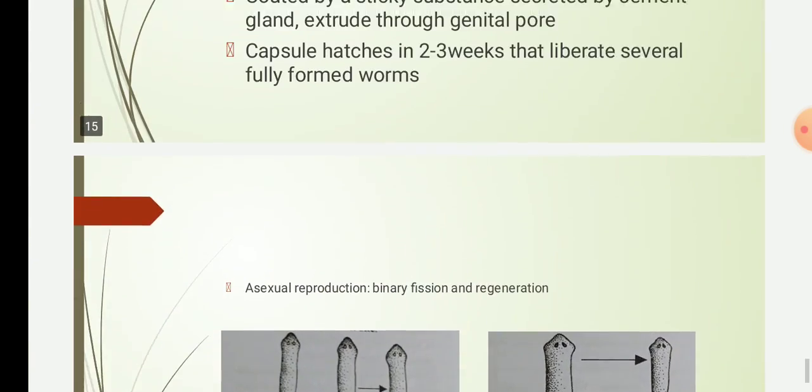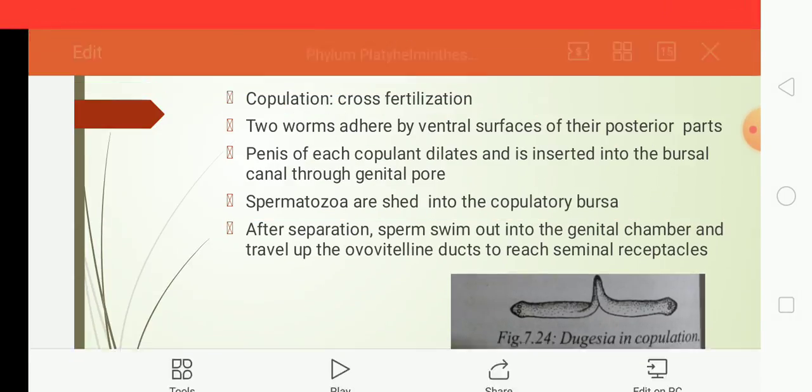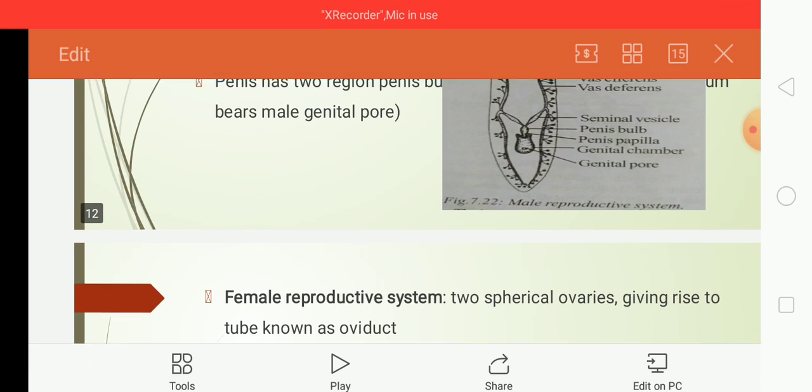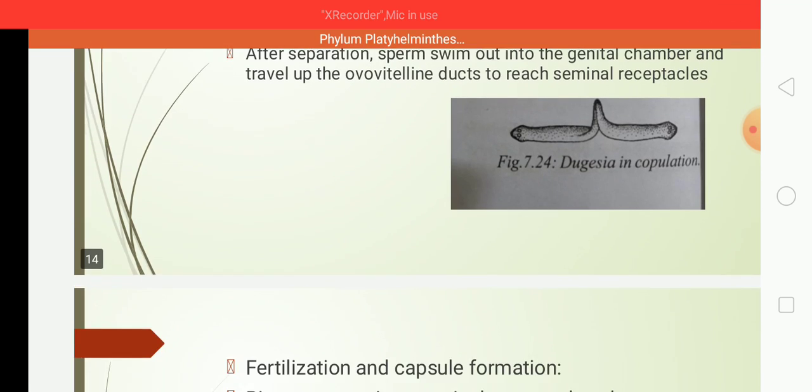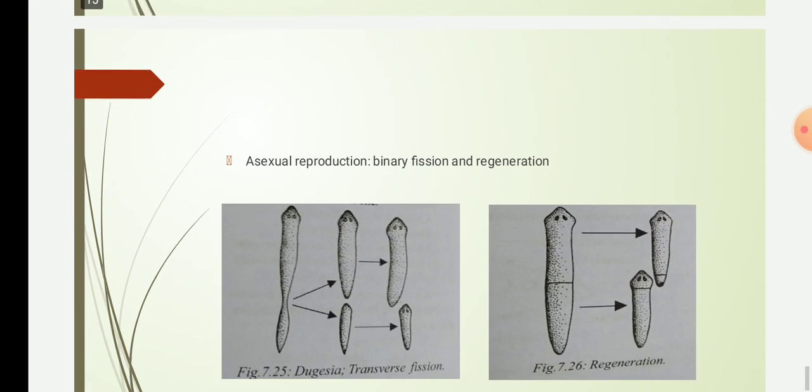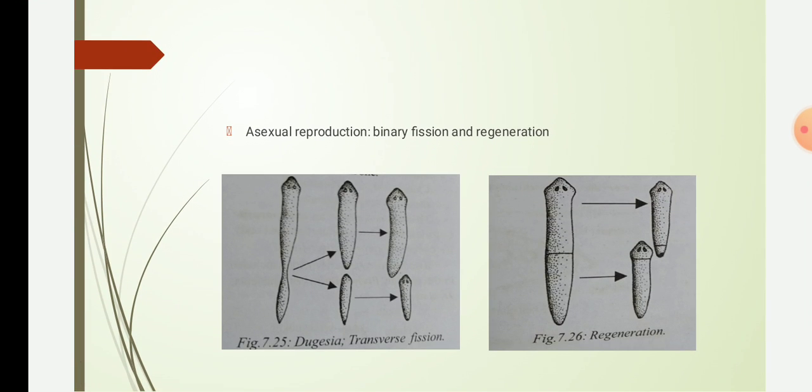Once again we will revise. Reproduction in Planaria is of two types: sexual reproduction plus asexual reproduction. In asexual reproduction, there are two types: binary fission and regeneration. In binary fission, what happens?